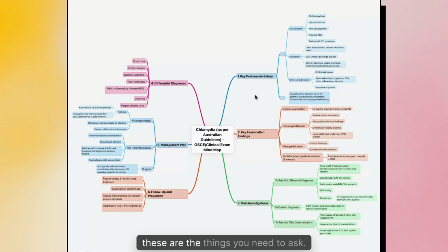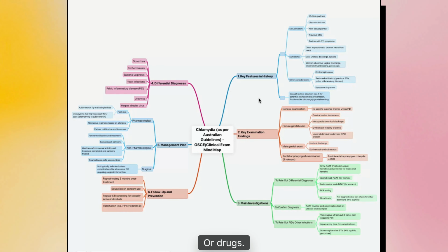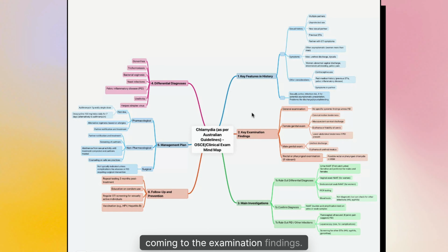So these are the things you need to ask: if they're sexually active, if they're at risk of infection, like sex under the influence of alcohol or drugs, then problems of discharge, dysuria, bleeding. Coming to the examination findings, you always do a general examination, then you do the female genital examination. This is the key where you look for cervical motion tenderness, mucopurulent cervical discharge, erythema or friability of the cervix, and any lower abdominal tenderness if pelvic inflammatory disease is present.